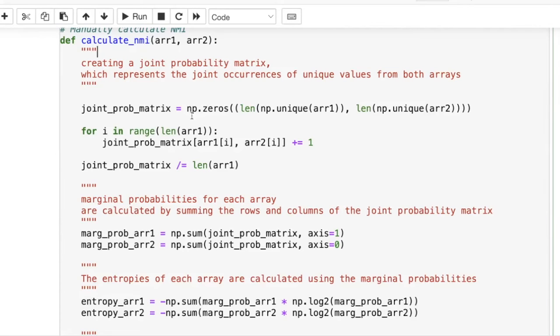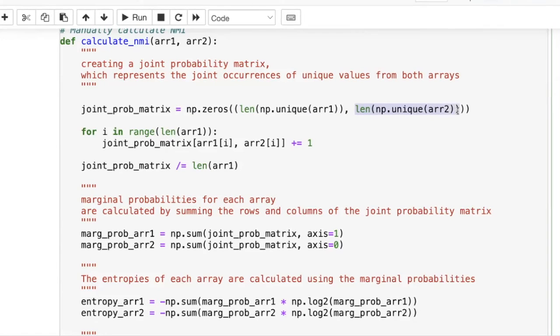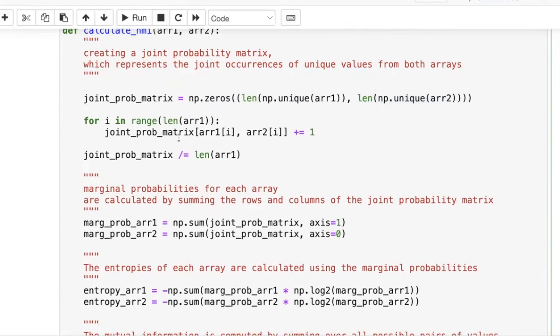So the very first thing that we do, we create an empty matrix, I would say, where the number of rows is the number of unique classes that we have in array 1. So that's the absolute value of U that we had before. And then the number of unique class labels or cluster labels that we have in array 2. So once we create a matrix of all zeros with these 2 dimensions, now we can start filling it out by counting the joint occurrences of unique values.